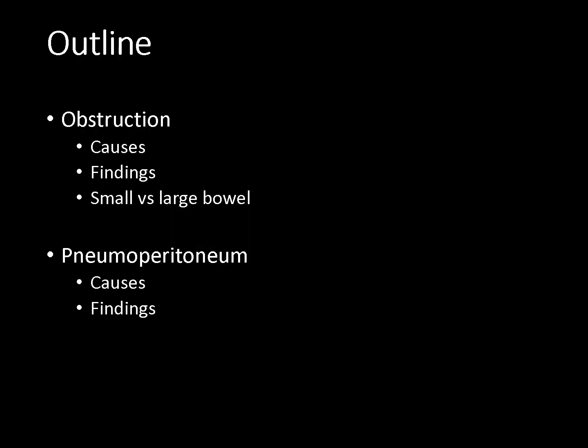So an outline of today's video: we'll talk about obstruction, some of the causes, what the findings are on an abdominal radiograph, and how to differentiate between small versus large bowel obstruction. And then we'll talk about pneumoperitoneum. Again, some of the causes of pneumoperitoneum, and then some of the findings that we see on abdominal radiograph. These aren't the only things that we look for on an abdominal radiograph. There's a variety of other findings that we can see on these studies, but these tend to be the reason why an abdominal radiograph gets ordered, to rule out obstruction or to rule out pneumoperitoneum. And in the spirit of keeping these videos nice and short and high yield, that's what we're going to focus on today.